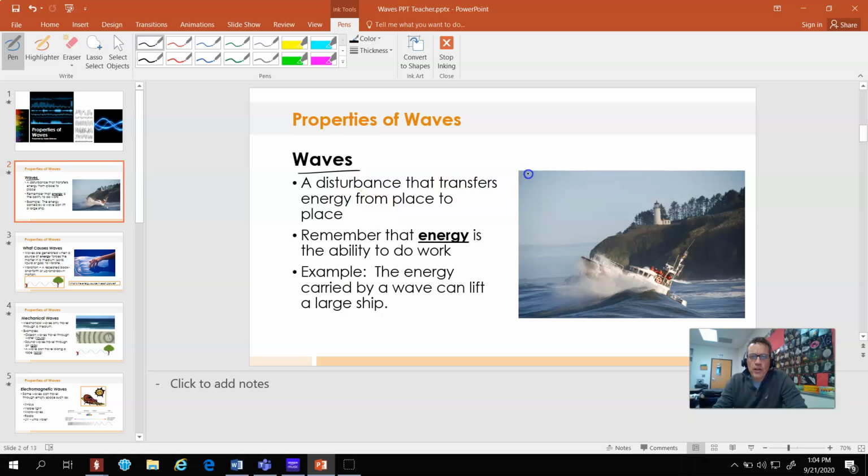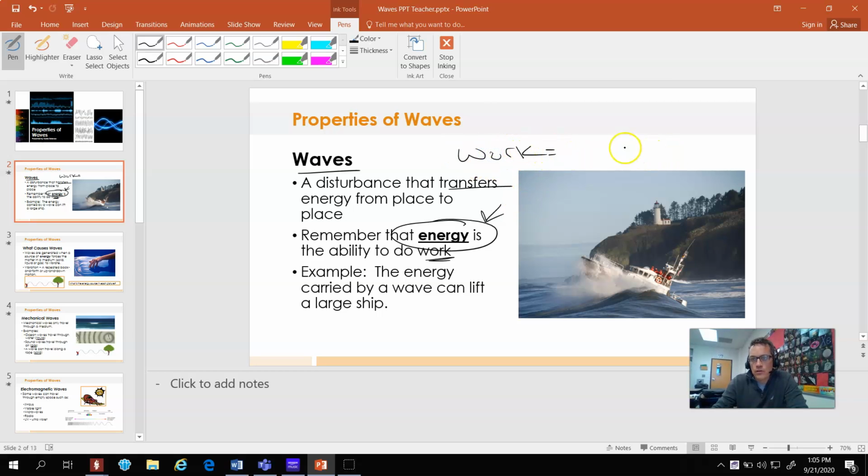When we have a wave, what we have is energy being transferred from one place to another. So energy is moving. We want to remember that energy is the ability to do work. And so when we have a wave that's transferring energy, it's effectively transferring the ability to do work.